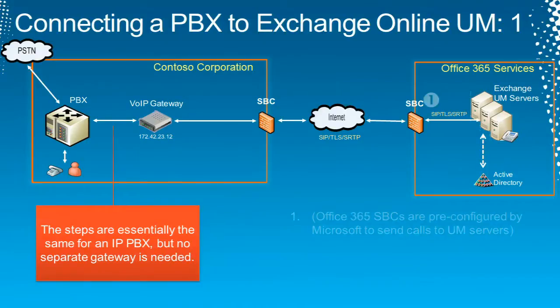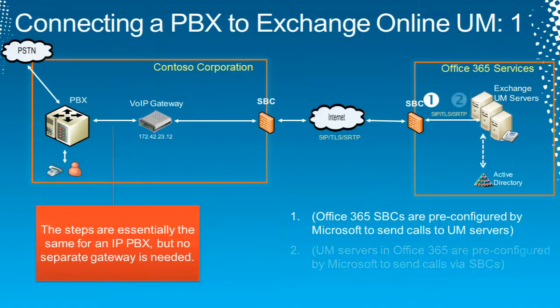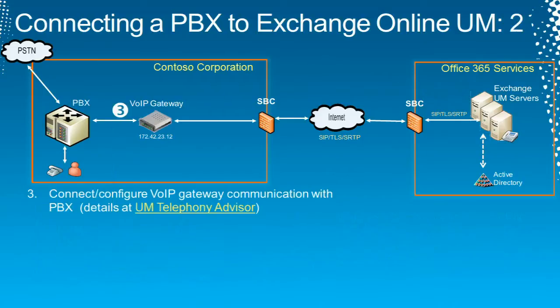So what happens? The first thing that happens is that we, Microsoft, pre-configure our servers to send calls to session border controllers in our data center and vice versa. So that's already been taken care of. That is nothing that Contoso needs to do. Contoso then needs to connect and configure their voice over IP gateway with their PBX, as they would have to do if it was online, and I put another link to the telephony advisor in there.